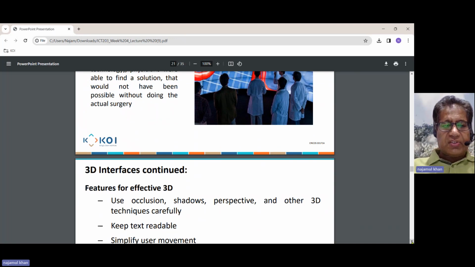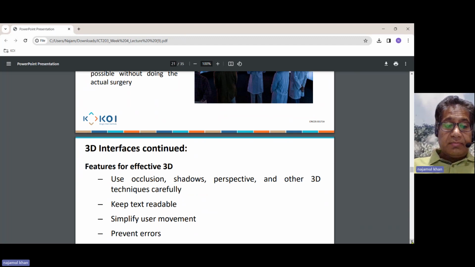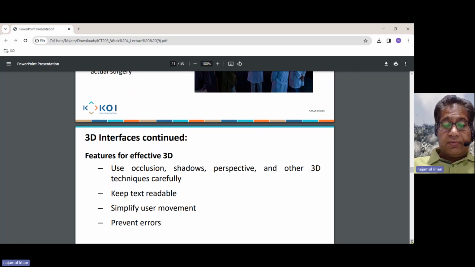Let's focus on some of the other information here. Some of the features of effective 3D include occlusion, shadows, perspective, and other 3D techniques carefully manipulated. They keep the text readable. They are simple for user movement. They can also prevent errors. So they are some of the important features here as well.